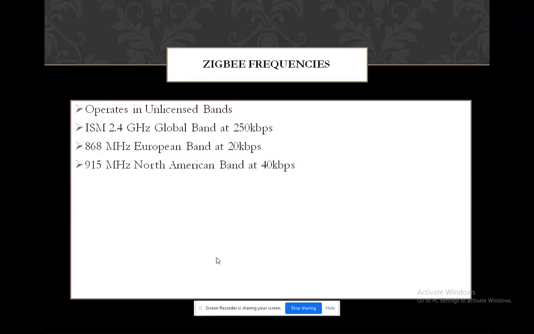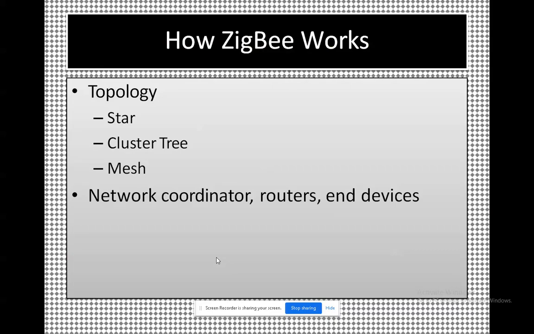That is the ISM 2.4 gigahertz global band at 250 kilobits per second, and then the 868 megahertz European band is used at the rate of 20 kilobits per second, and then 915 megahertz in the North American band at the data rate of 40 kilobits per second. Okay, these are the ranges of frequency used in Zigbee.